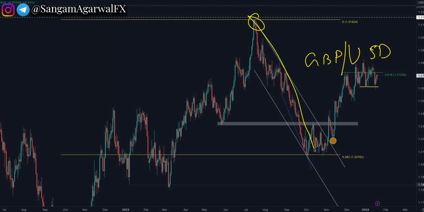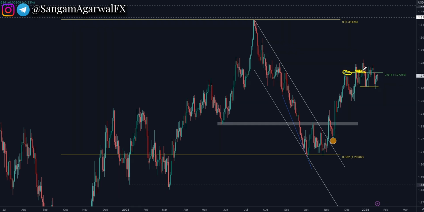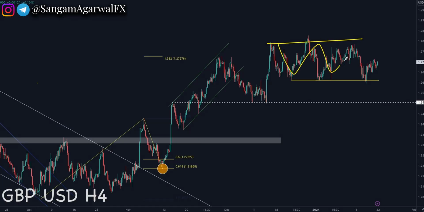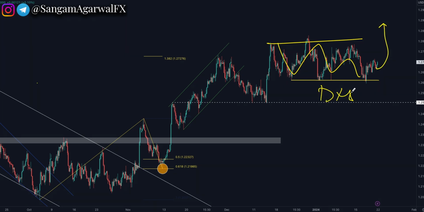GBPUSD daily chart, this last wave 61% retracement at 1.27. This is a big horizontal resistance level. You can see how many daily candlesticks are showing rejection on this resistance zone. They tried multiple times, but each time they see rejection. After this long sideways range, for this range to break out, we need a weak dollar, and for a weak dollar we need again 100% market pricing for a March rate cut.